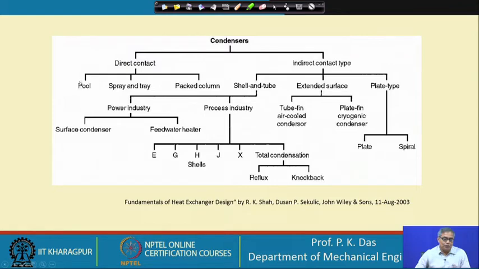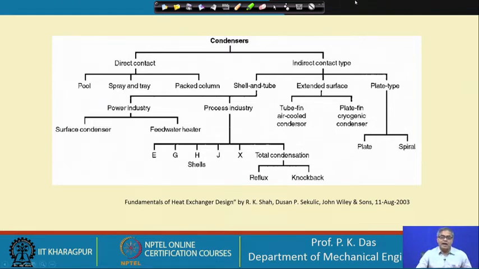So, there could be pool type condenser, there could be spray and tray type condenser, and there will be packed column type condensers. We will come back to these things sometime afterwards to give some overview of different kinds of condensers. Probably once again we will refer to this diagram also, but now before we start the process of condensation, one should have some idea regarding condensers. So, that is why I am giving the classification.